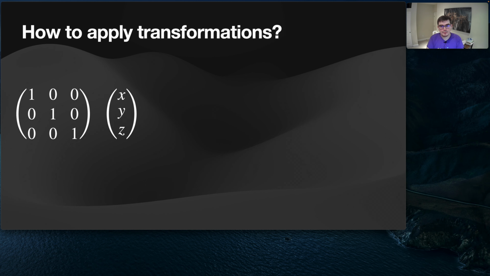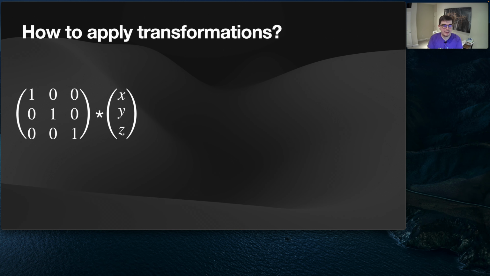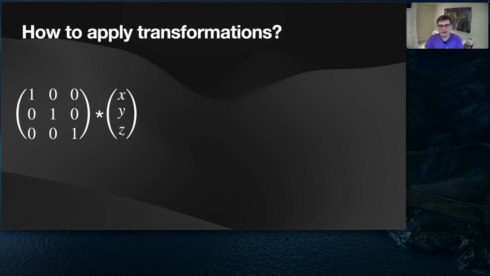Well, next we want to understand how to actually apply the transformation, right? And it turns out that to apply transformations we just need to multiply two matrices. So in the first matrix we have our original point coordinates x, y, z, and the second matrix describes the transformation that we want to make to this point, and so we just multiply two matrices, and in the end we should get our transformed point coordinates, right?